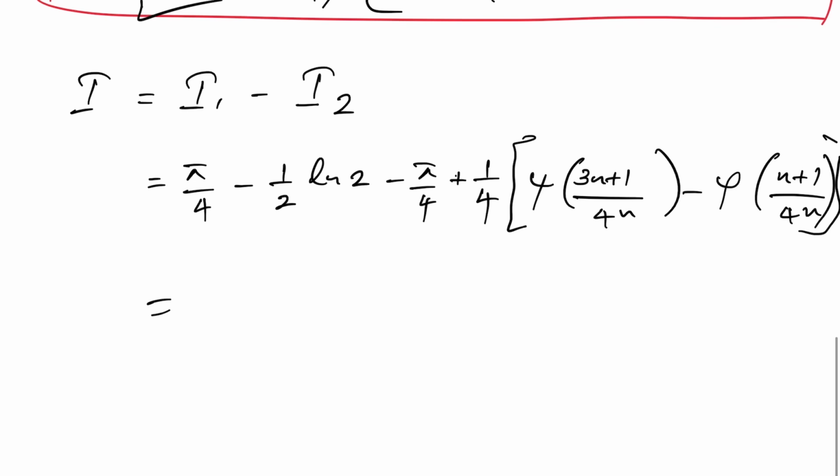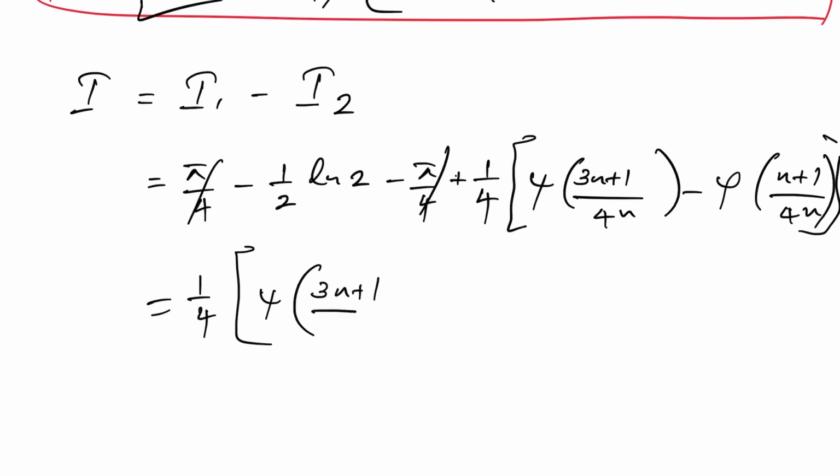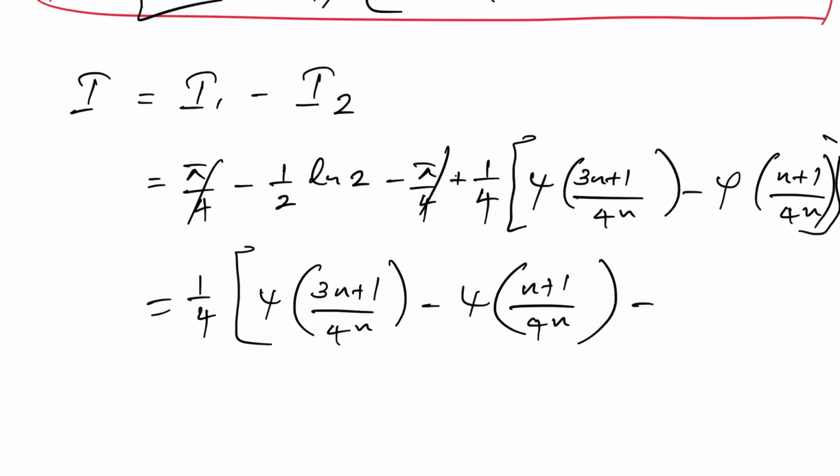Then the pi over 4 gets cancelled, and we can take 1 over 4 as a common factor. So we have the digamma of (3n plus 1) over 4n minus the digamma of (n plus 1) over 4n minus natural log of 2. If you multiply by 2 inside, the natural log of 2 becomes natural log of 4. Okay, this is the answer for this nice integral.